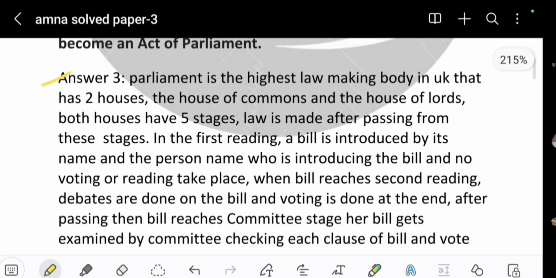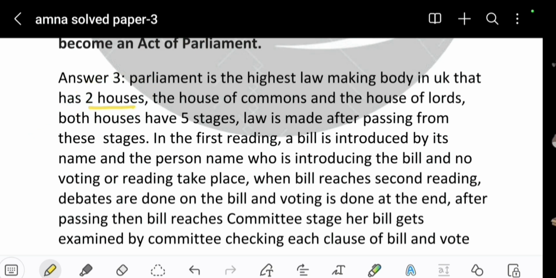First of all, you have to give a little bit of definition about parliament, what it is and what role it performs. So first of all, I've written that parliament is the highest lawmaking body in the UK that has 2 houses. So basically, in the first line I have explained that parliament is the highest body that makes laws in the UK. You have to mention this as well. Secondly, I have included that parliament has 2 houses. Now you don't have to skip the names.